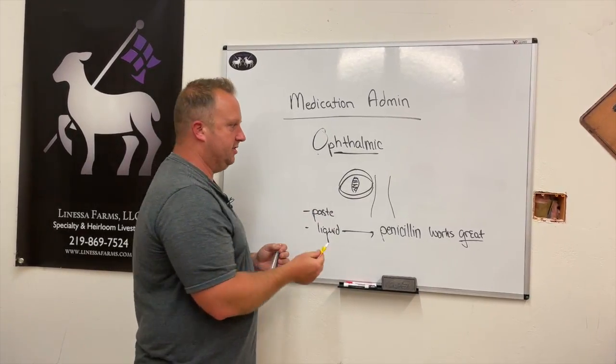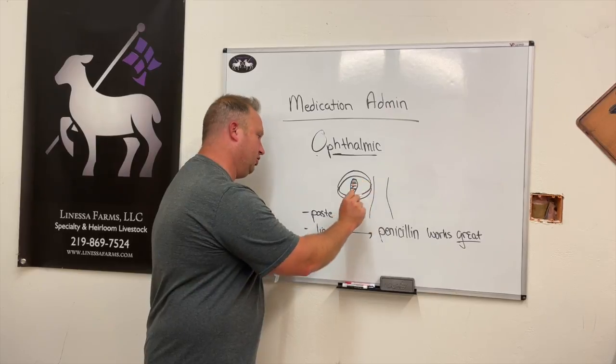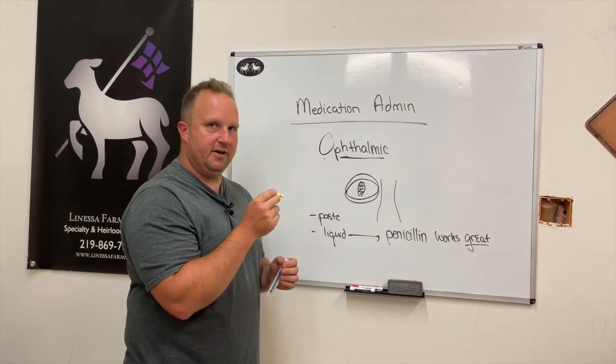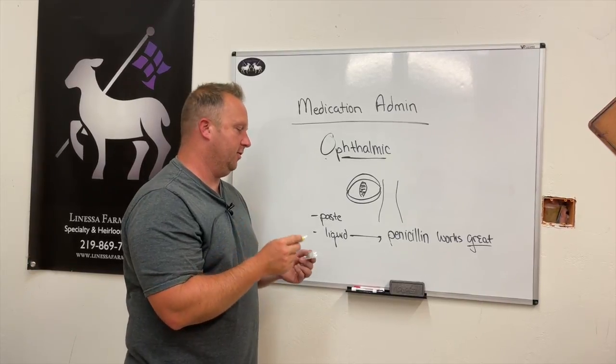You're going to want to keep the metal tip of this out of the eye. You don't want to scrape this across the eye, but you want to get it in there. And again, very, very thin ribbon of this, a little bit goes a very long way.